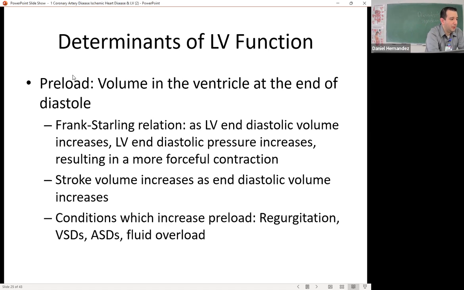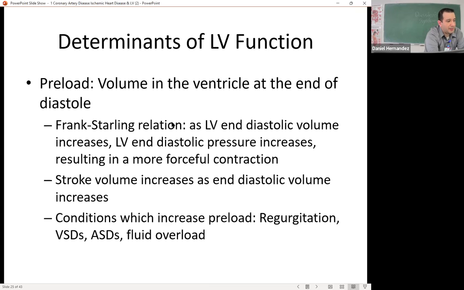Also, things that affect preload would be your blood volume. Patients that have high blood volumes, like fluid overload, even things like pregnancy. If you want to think about blood volume, think of conditions with pregnancy. Also remember that it could be due to low blood volume, so patients that are hypovolemic, bleeding out somewhere, that have low volume. Anything that affects preload will affect ventricular function.